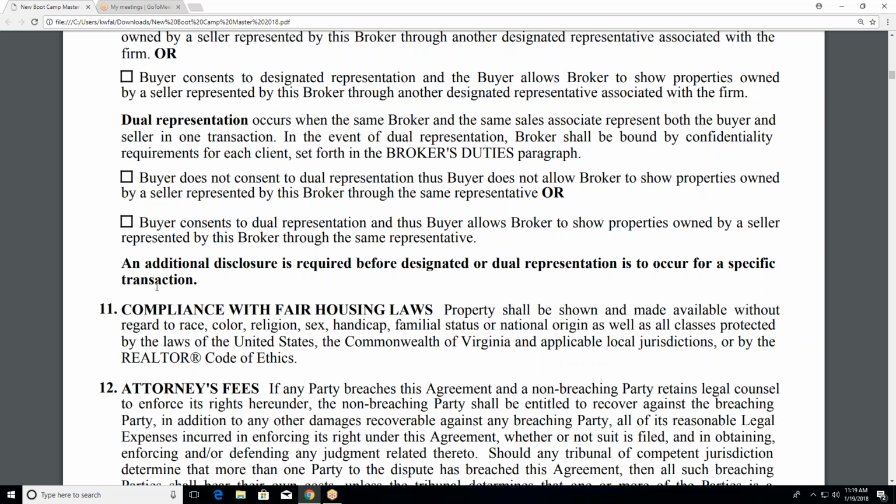Should any tribunal of a competent jurisdiction determine that more than one party to the dispute has breached this agreement, then all such breaching parties shall bear their own cost, unless the tribunal determines that one or more of the parties is substantially a prevailing party, in which case any substantially prevailing party shall be entitled to recover from any of the breaching parties, in addition to any other damages recoverable against any breaching party, all of its reasonable legal expenses incurred in enforcing its rights under this agreement, whether or not suit is filed, and in obtaining, enforcing, and or defending any judgment related thereto.